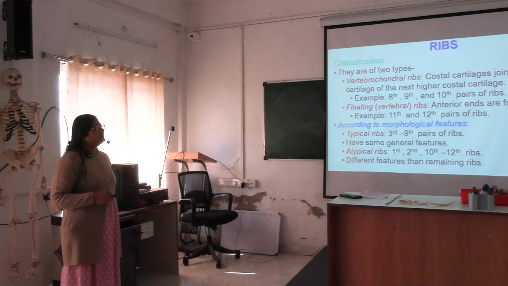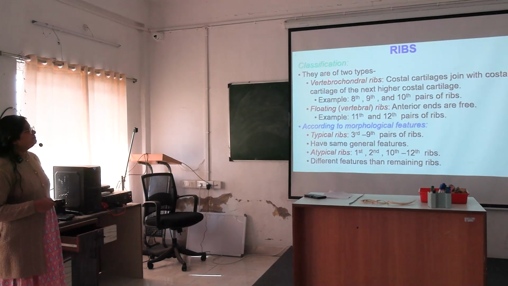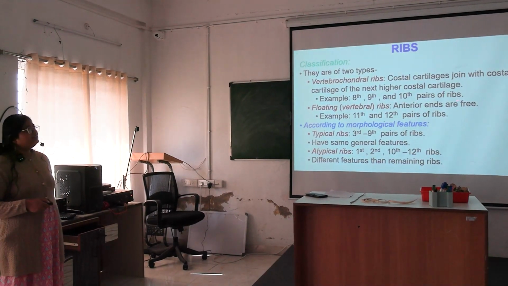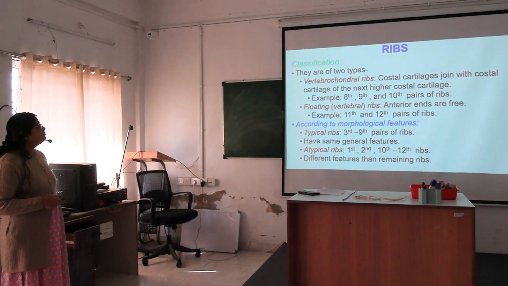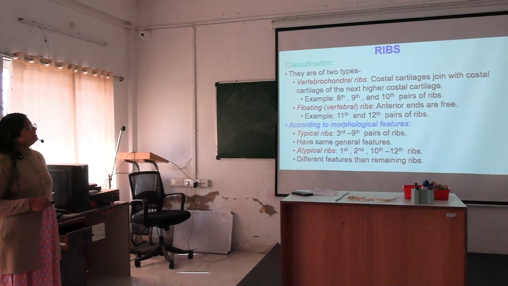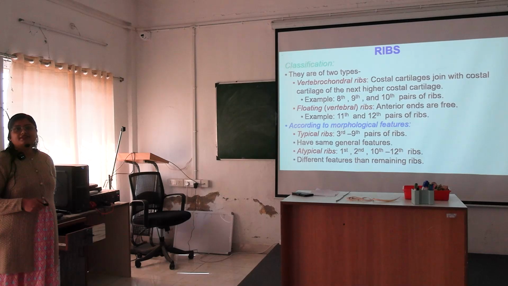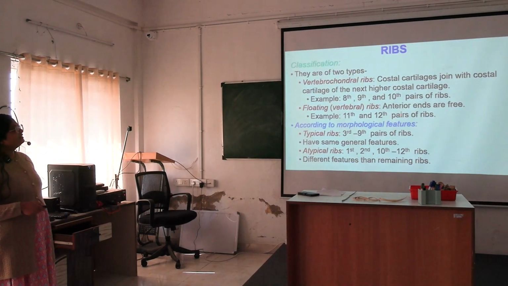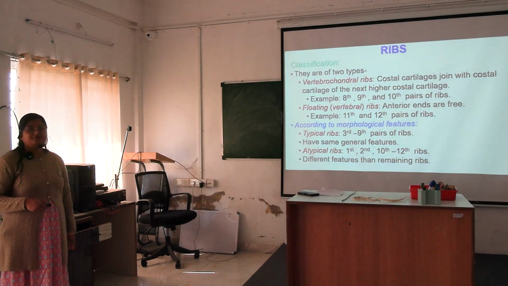So vertebrochondral ribs, their costal cartilages join with the costal cartilage of the next higher rib. Examples are the 8th, 9th and 10th pairs of ribs. And floating or vertebral ribs, here anterior ends are free. Examples are the 11th and 12th pairs of ribs.